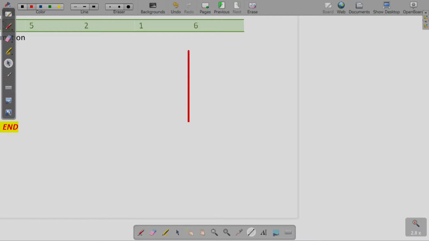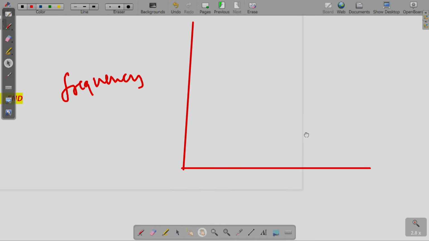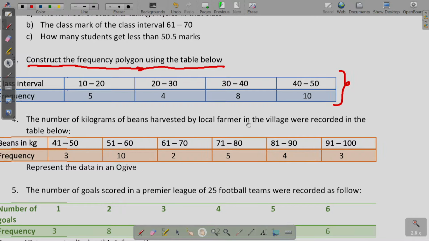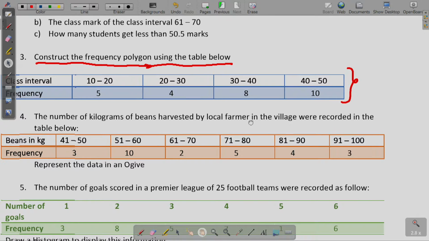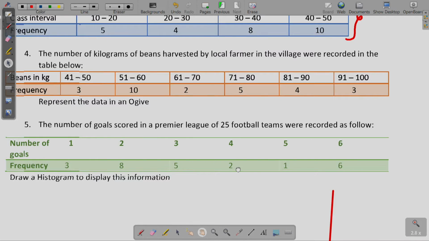Frequency polygon. Here I put frequency and here we put class mark. From our table, we have frequency and class interval. So first we have to draw the table which involves the class interval and the class mark of the distribution.